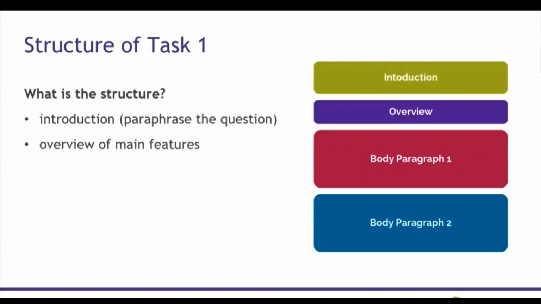The second thing we need to do is to write an overview of the main features. Now, we're not going into detail at this point. We're just writing an overview or a very general summary of the key features that we've identified from looking at the graphic that we're given. The key features that we identify here then inform our body paragraphs, and this is where we can pull the data and the numbers and the percentages from the information that we're given to write the rest of our report.